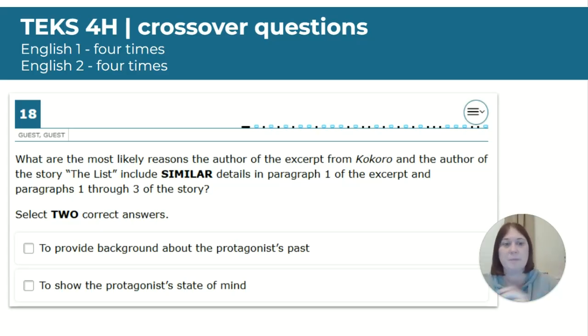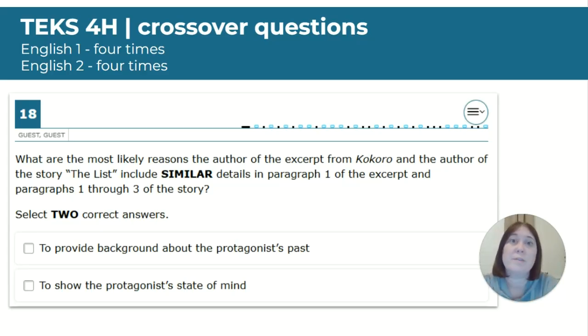all caps, and bold. Now, another thing I want to quickly point out is that on the 2024 exam for English 1, this crossover question was one of those multi-select formats. So students had to pick 2 of 6 answer choices.